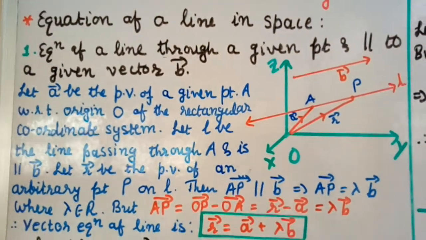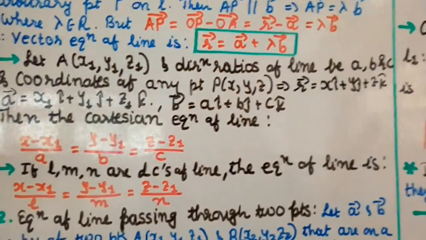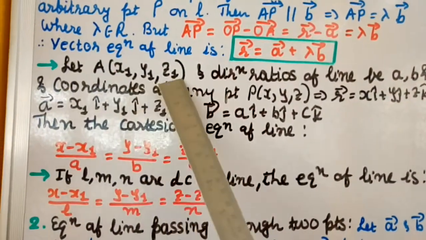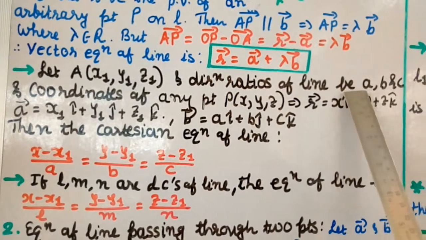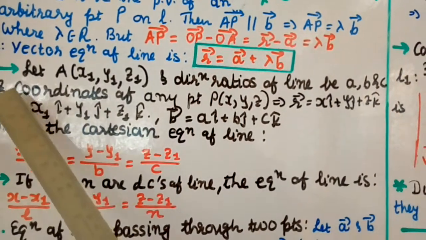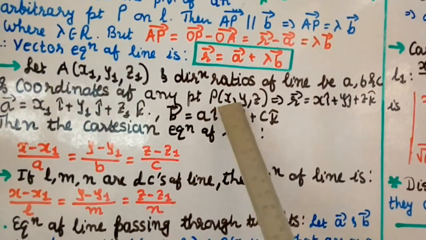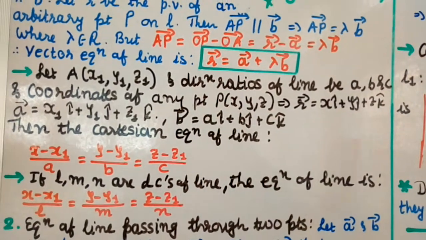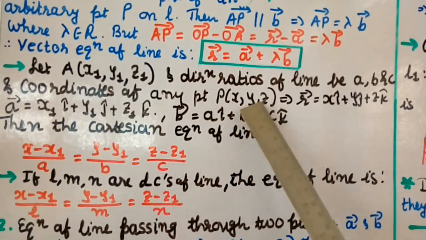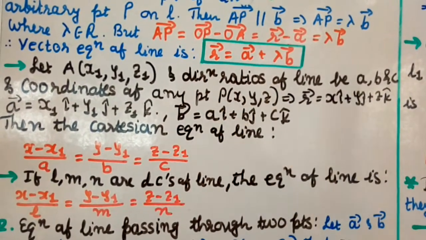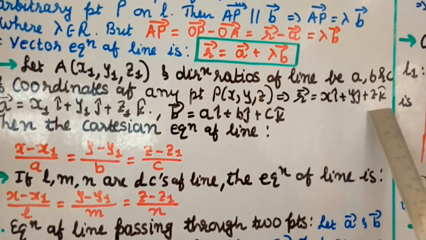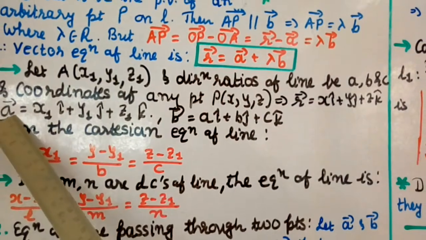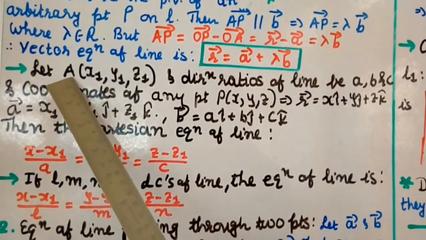So this is vector form. Now we shall write in the Cartesian form. So let x1, y1, z1 be the coordinates of point A, and direction ratios of the line be a, b and c, and coordinates of any point P be x, y, z. So P is any point on the line whose coordinates are x, y, z. Then we can write the position vector as vector r equal to x i cap plus y j cap plus z k cap, and vector a, position vector of point A is there, right?